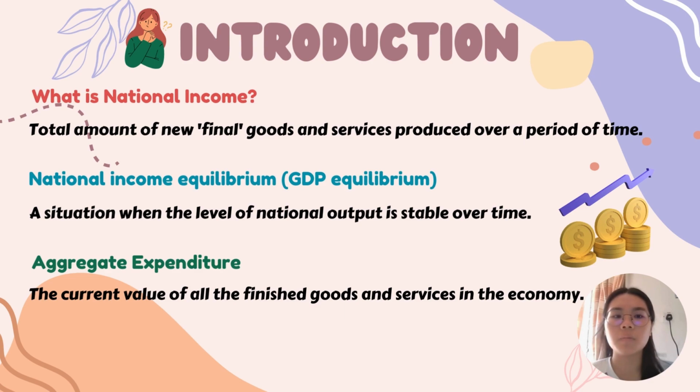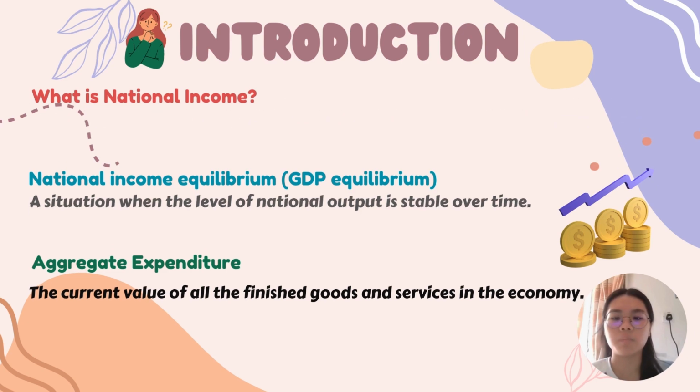Secondly, national income equilibrium, also known as gross domestic product, GDP equilibrium, refers to a situation when the level of national output is stable over time. A stable GDP will occur when the aggregate supply AS in an economy is exactly matched by aggregate demand AD. Thirdly, in economics, aggregate expenditure is the current value of all the finished goods and services in the economy. It is the sum of all the expenditures undertaken in the economy by the factors during a specific time period.